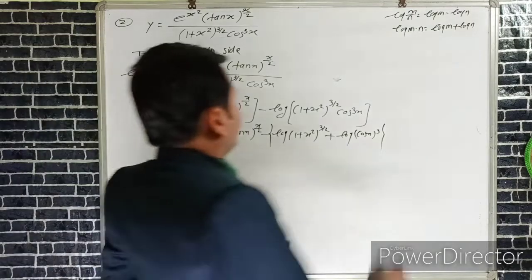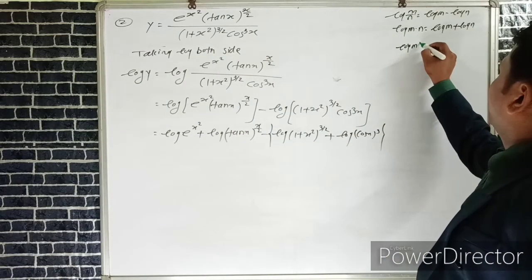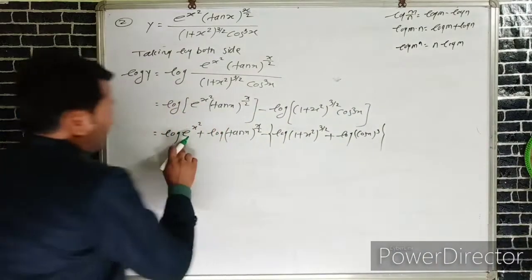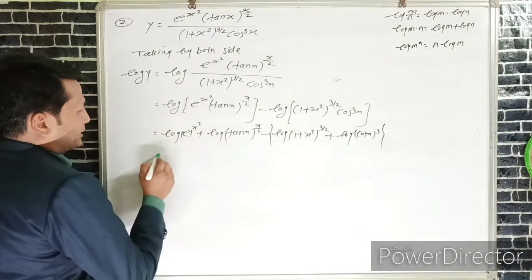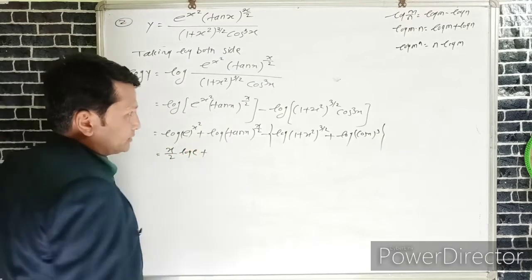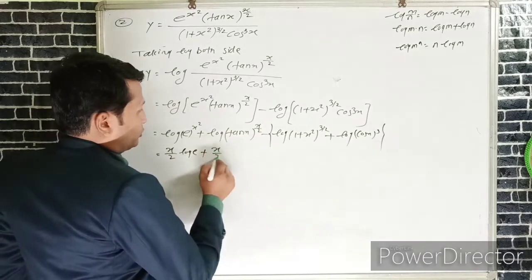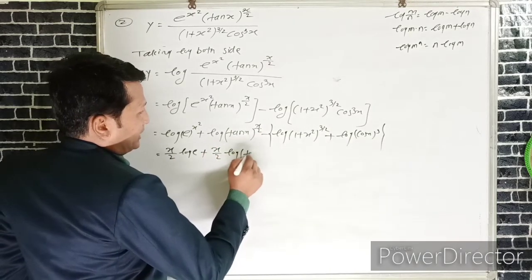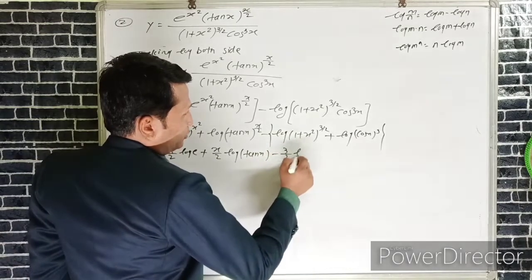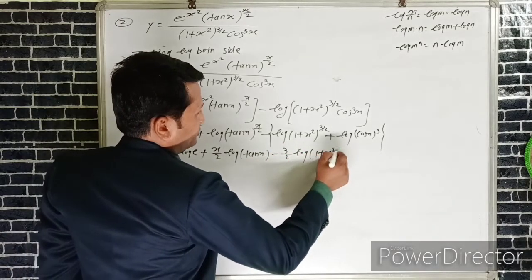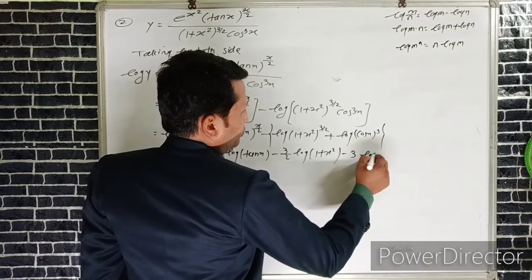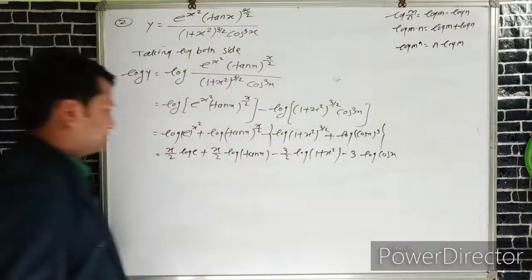If we apply again log of m raised to the power n, then we can write n log of m. Log e raised to the power x by 2, we can write it x by 2 into log e plus x by 2 into log of tan x minus 3 by 2 into log of 1 plus x square minus again 3 into log of cos x.